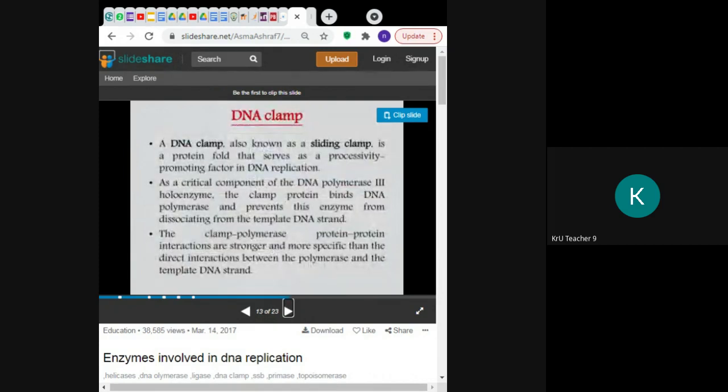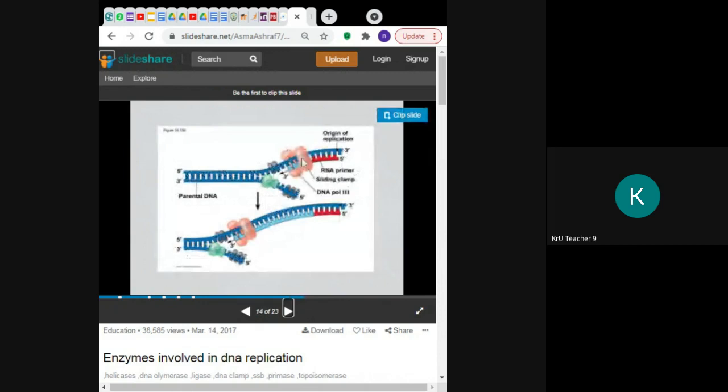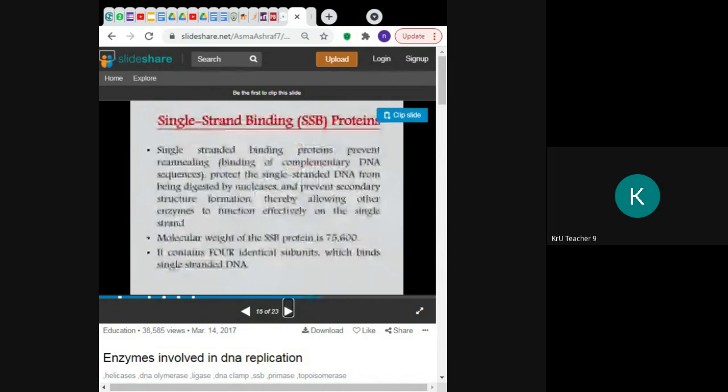And DNA clamp. These are actually formed by the beta subunits of the DNA polymerase, and they are also called sliding clamps because they help in stabilizing the bonds formed between the template strand and the newly synthesized DNA. Here we can see a sliding clamp formed by the beta subunit of the polymerase enzyme. Until complementary base pairing occurs, they hold the old and new strands of DNA together.